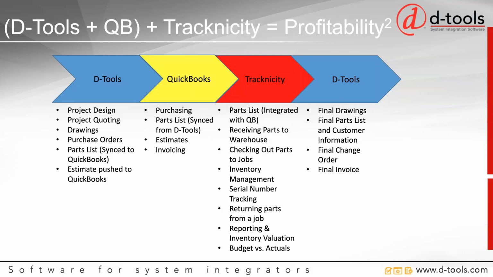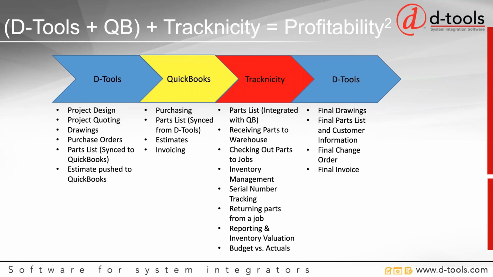So if you're designing a proposal with a particular Chief mount, that part is in D-Tools because you've got the drawing for it, you've got the pricing for it, you've got your margin for it. That lives in D-Tools and is synced to QuickBooks. The other piece too is that in D-Tools you're doing your estimates, your designs, your proposals. So all that's being done there and then is pushed into QuickBooks.